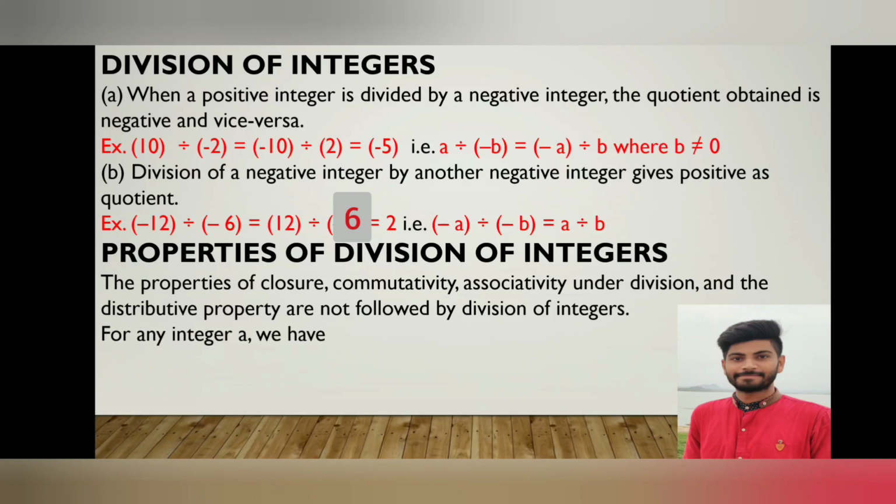For any integer a, there are two important properties. a divided by 0 is not defined, that we have discussed before. Then a divided by 1: if we divide any number by 1 we get the same answer, that is a. This we learned in the previous section on multiplication of integers, that if we multiply any integer by 1 we get the same answer. Similarly, if we divide any integer by 1 we get the same answer.